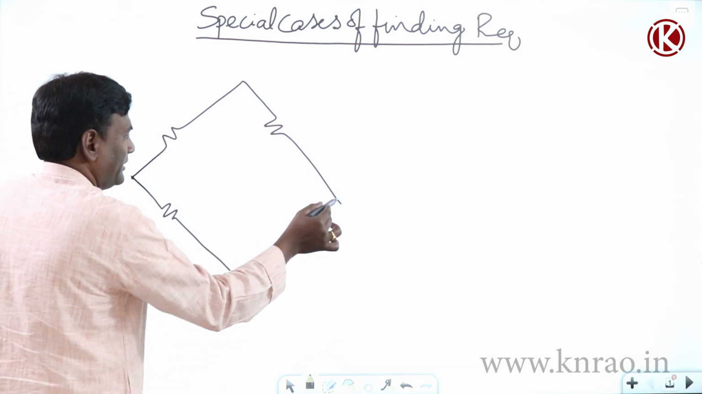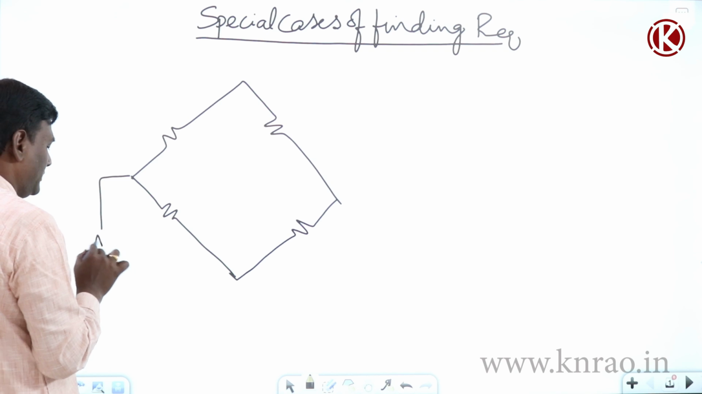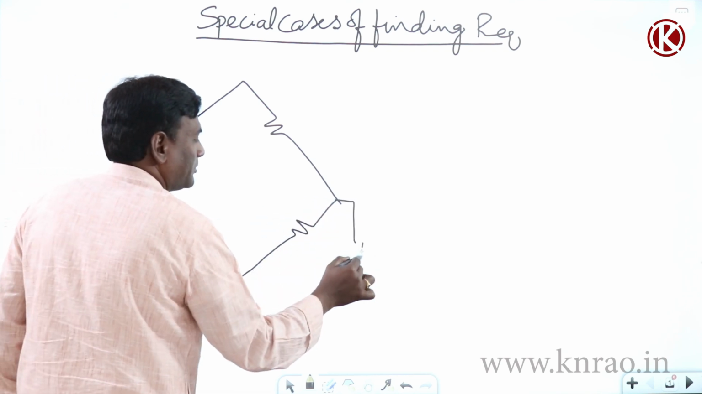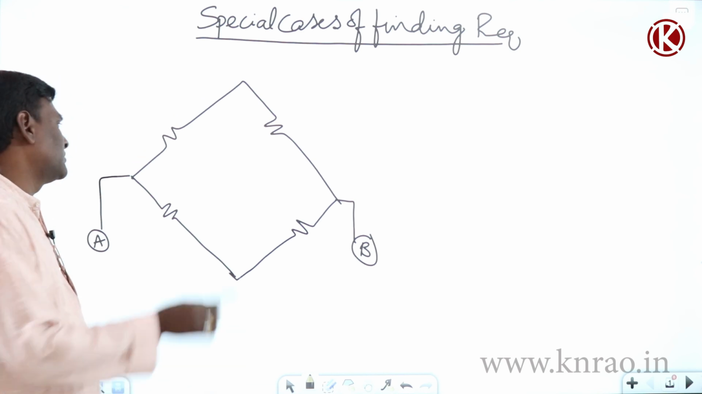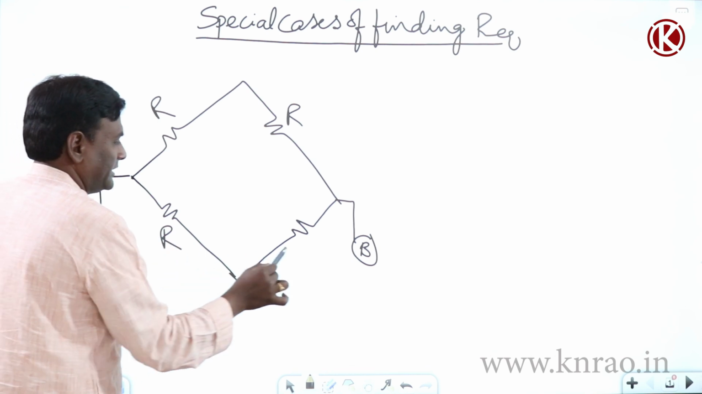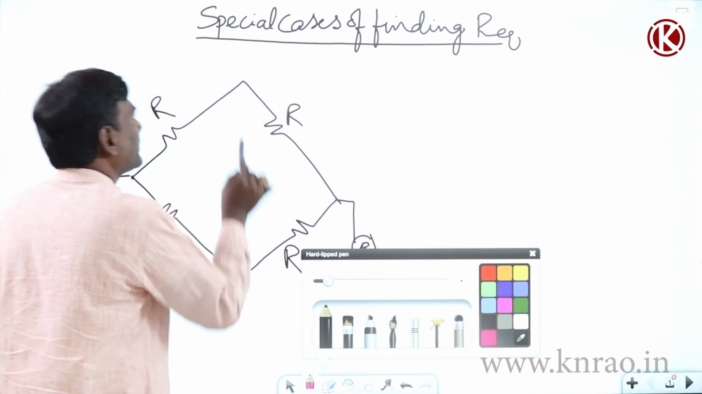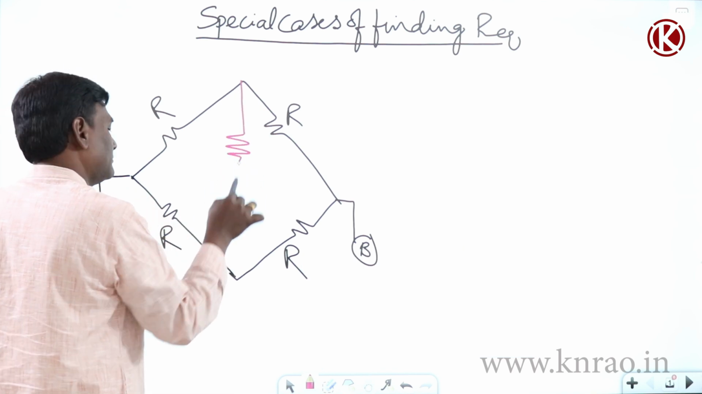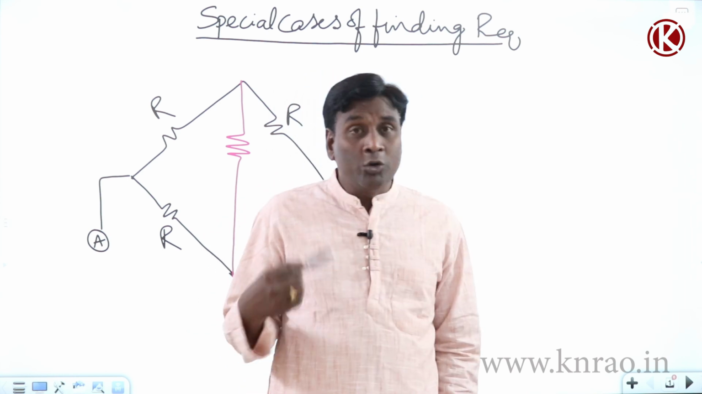let me explain folding symmetry and all from a simple bridge. Okay, for example, between A and B, I would like to find the equivalent resistance. For example, each and every resistance is R. Now, in between, if I have one resistance of some value, now what do we say?